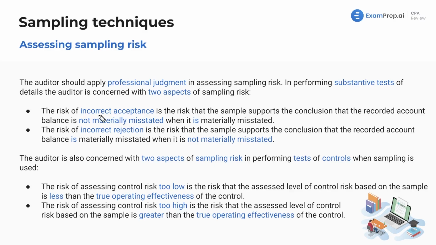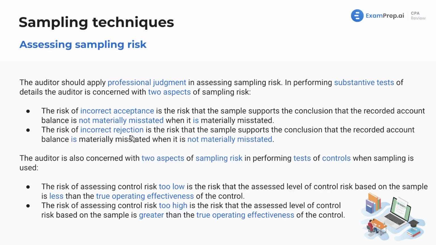In reality, it's not. Whether you know that or not, well, if you know that, you probably will fix it, but a lot of times you say, hey, it's good, but it's not good. So memorize that. The risk of incorrect acceptance is the risk that your sampling says you're good, but no, there actually is a material mistake.